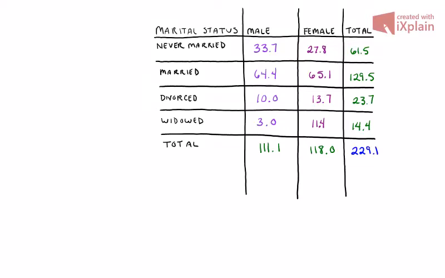Welcome to part 3 of lesson 5.1.2, marginal, joint, and conditional probabilities. In this one, we're going to start investigating conditional probabilities.